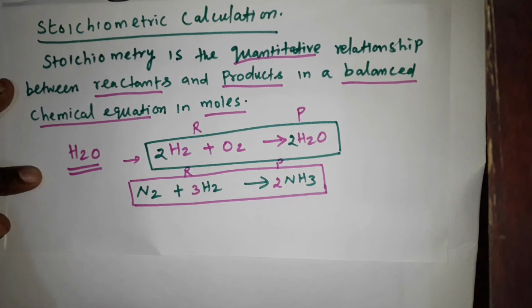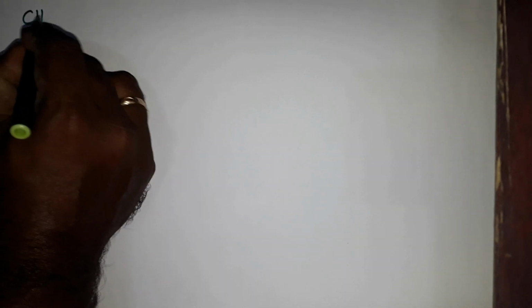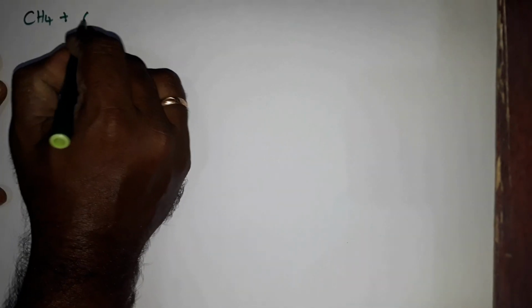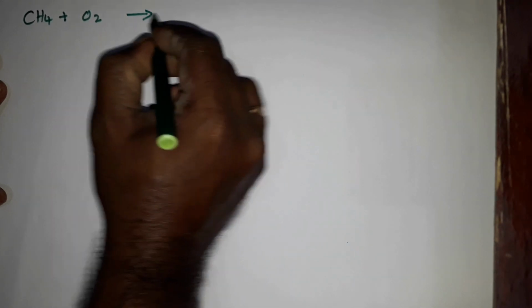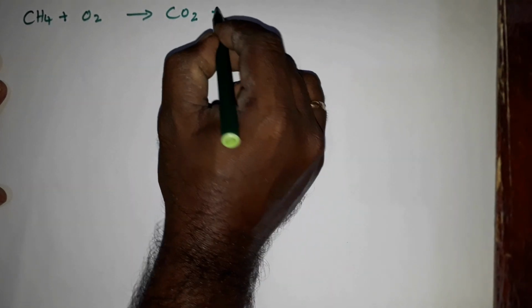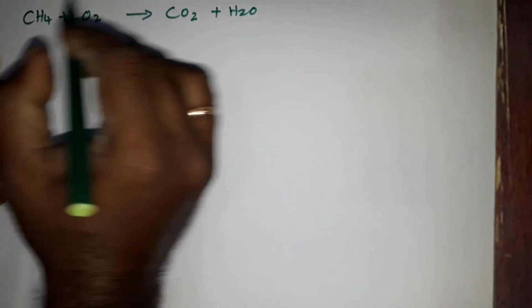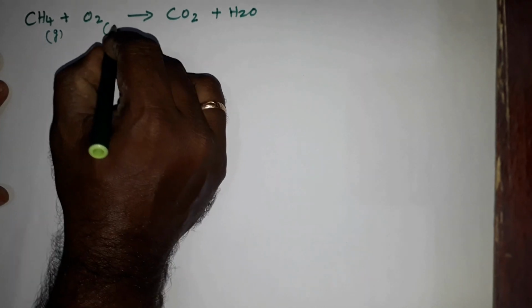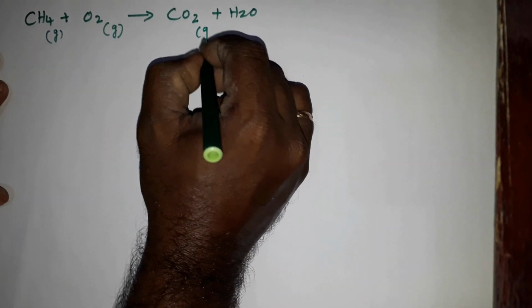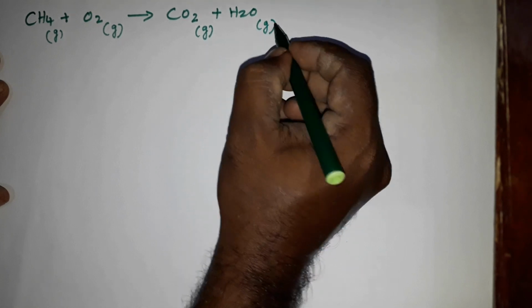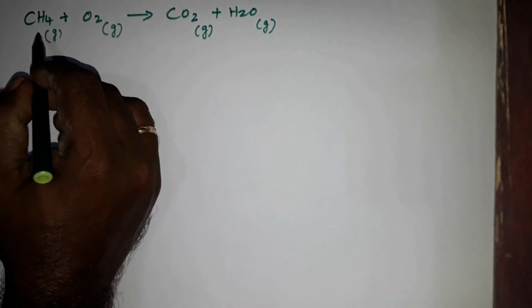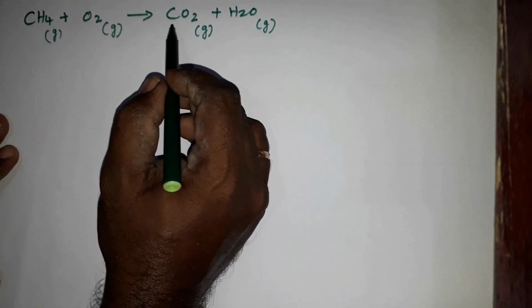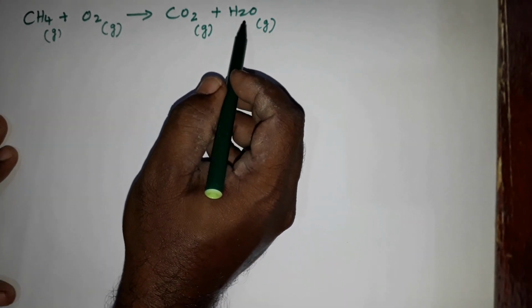Okay, we will see some calculations. Now consider this equation. CH4 plus O2 gives CO2 plus H2O. All the molecules are in gaseous state, so we are representing by G. So write G just below the symbols. CH4, O2 gives CO2 plus H2O.